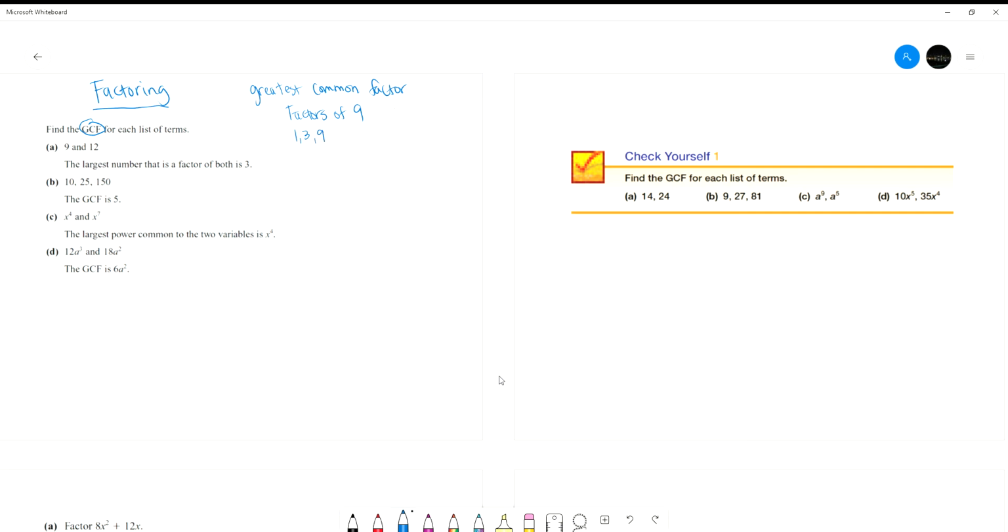If I were to find the factors of 12, if I were to write them all out, it's 1, 2, 3, 4, 6, and 12. The greatest common factor is basically the largest one that's in both groups, right? So the largest one in both groups is 3. So the GCF for 9 and 12 would be 3. Does that make sense?